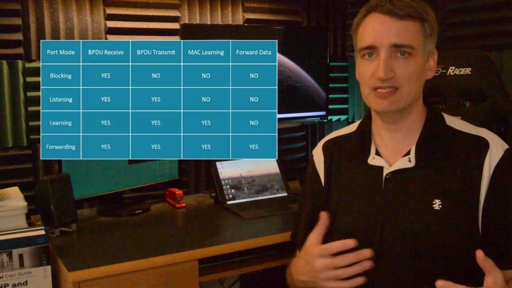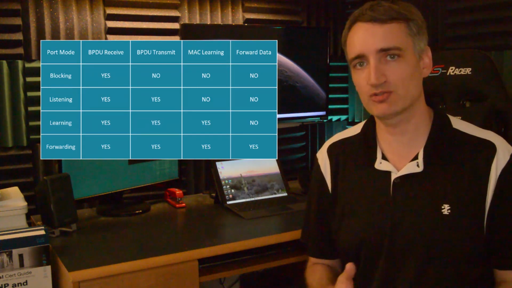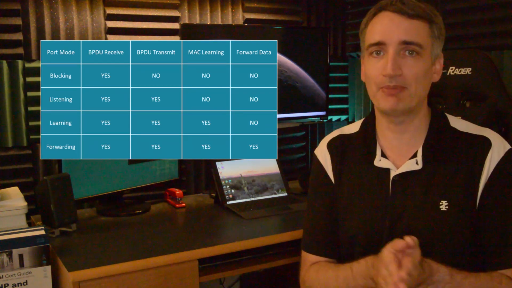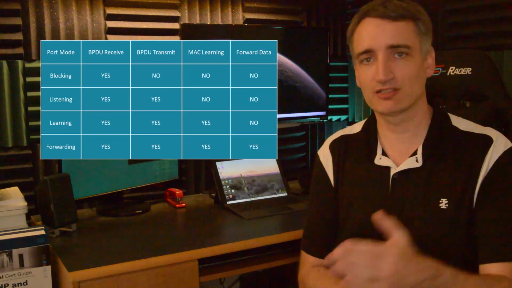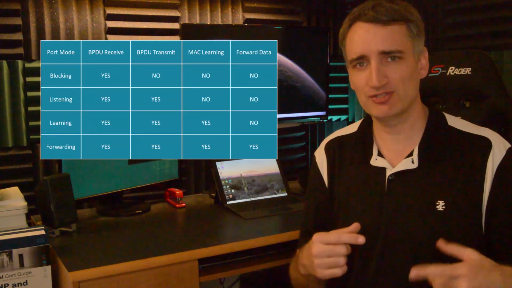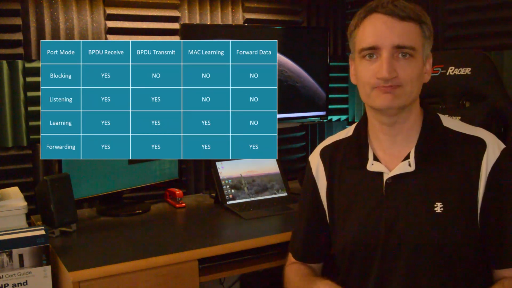Now, if the switch determines that after running its spanning tree process that interface has a suboptimal path back to the root switch, then what it will do is it will actually send it all the way back to state 1, the blocking state.